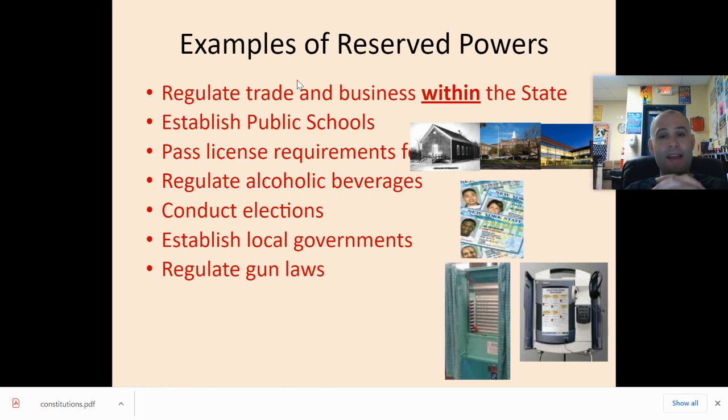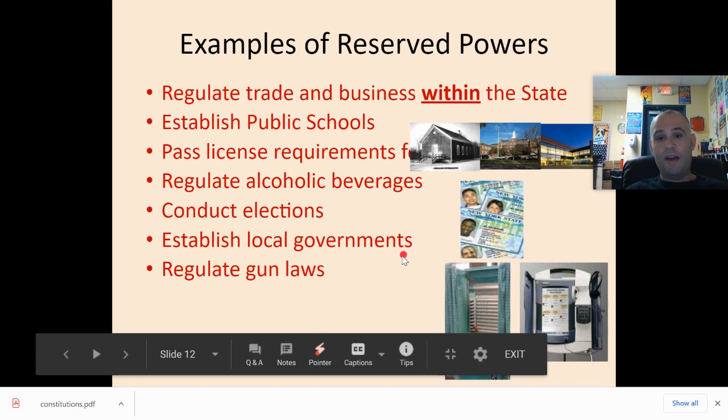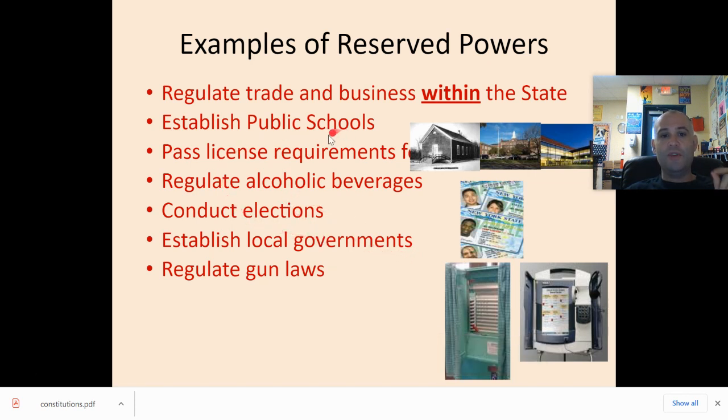Trade within the state is a reserved power. Passing licenses like driver's licenses and marriage licenses is a state power. Conducting elections is up to the 50 states. So right now, all 50 states are passing different laws on elections because elections are up to the states. The states also get to establish local governments. And so powers of the states include establishing public schools, licenses, conducting elections.